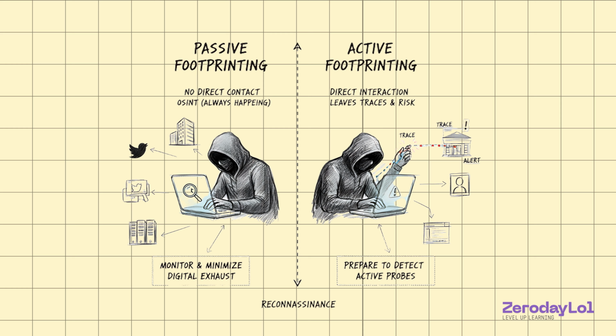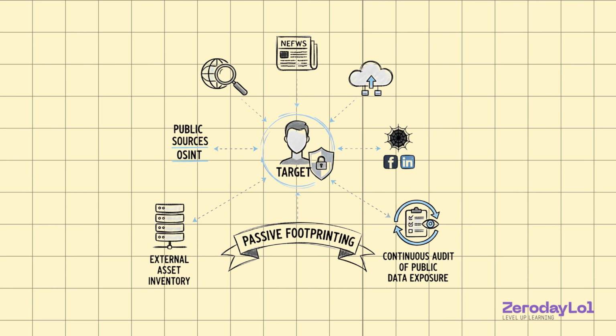Okay, so to kick things off, we need to understand the two main types of this surveillance, right? Because it matters how traceable it is. Absolutely. First up is passive footprinting. This is all about gathering intel without directly poking the target. So observing from a distance. Exactly. You're using public sources, open source intelligence, OSINT, no direct contact.